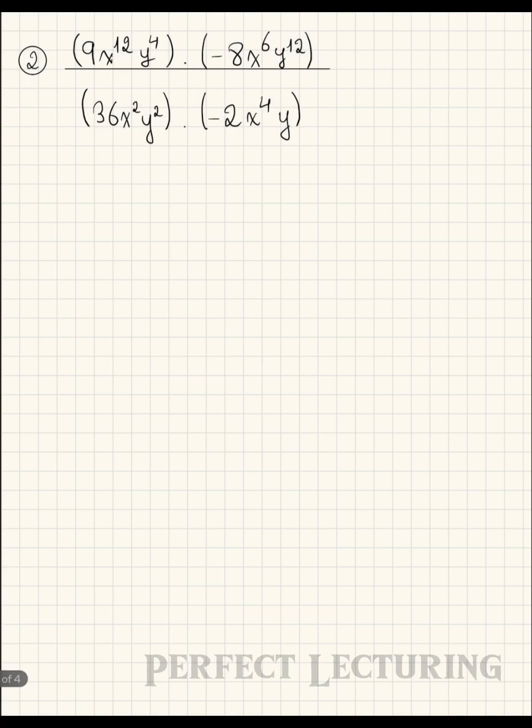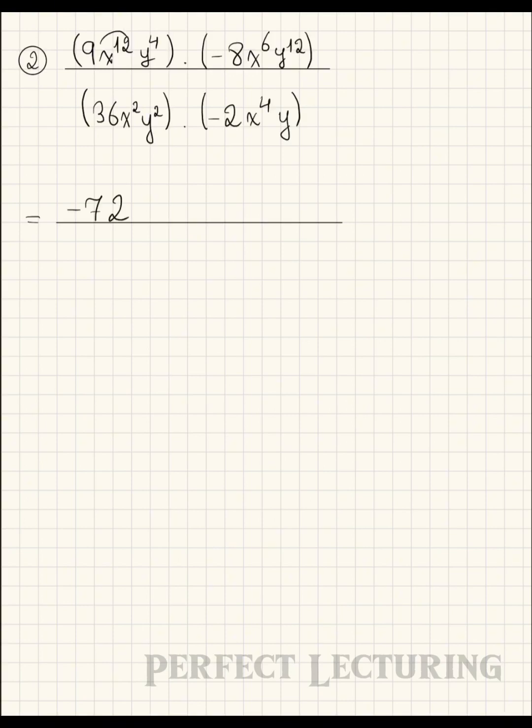For exercise 2, we have a fraction. We have 2 factors at the top and another 2 factors at the bottom. We can simplify each side individually, the upper part and, at the same time, the lower part. There are no exponents here, so I can immediately multiply the numbers 9 and negative 8. That is negative 72.